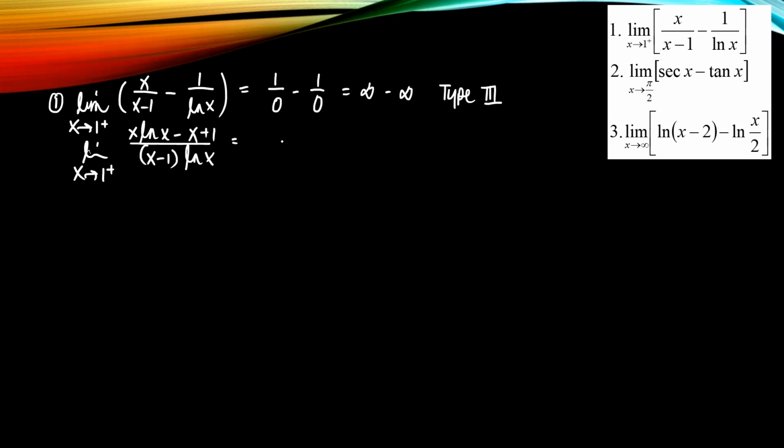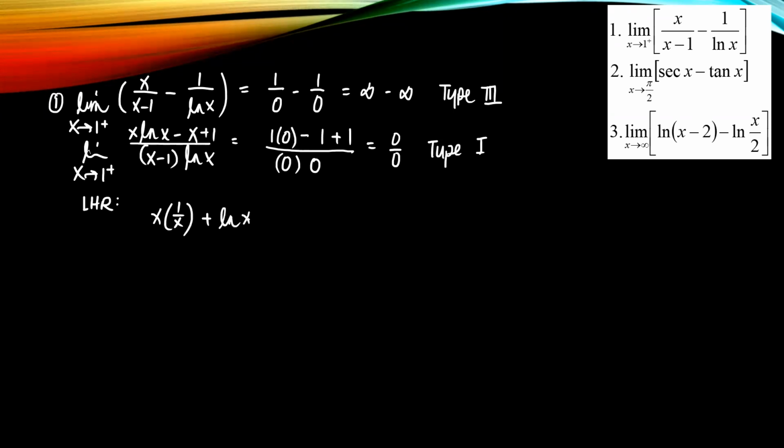When we plug in, it's 1 times 0 minus 1 plus 1 all over 0 times ln of 1, which is 0. So in here, you'll have 0 over 0. It's already transformed to type number 1. Since it's already type 1, guys, we can apply L'Hopital's rule. For the L'Hopital's rule, it's a product on top. So copy the first, derivative of the second, plus copy the second, derivative of the first, minus 1. The other one is 0, so I don't need to write that.